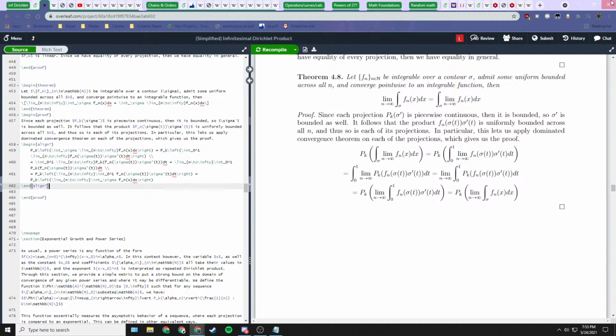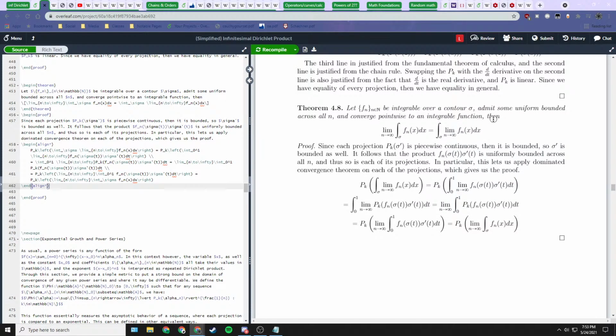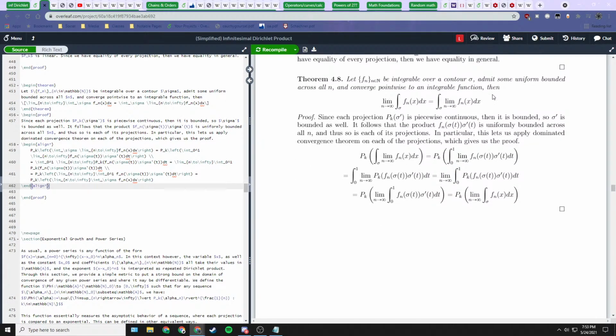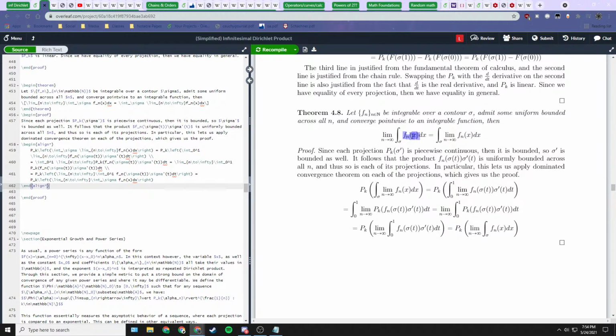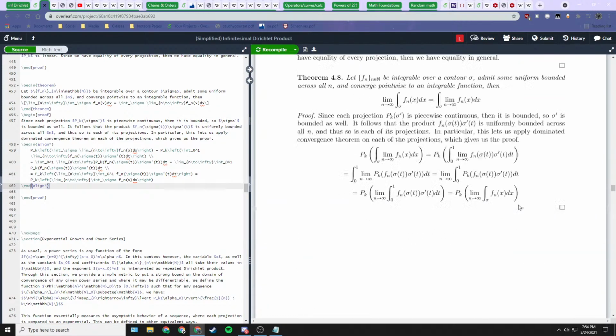Okay, that's nice. So this is dominated convergence. Essentially, as long as we have these Fn all being bounded by some constant, and they limit to this thing, then we get the proof. Where, of course, in this case, bounded means each projection is bounded. So that's nice.